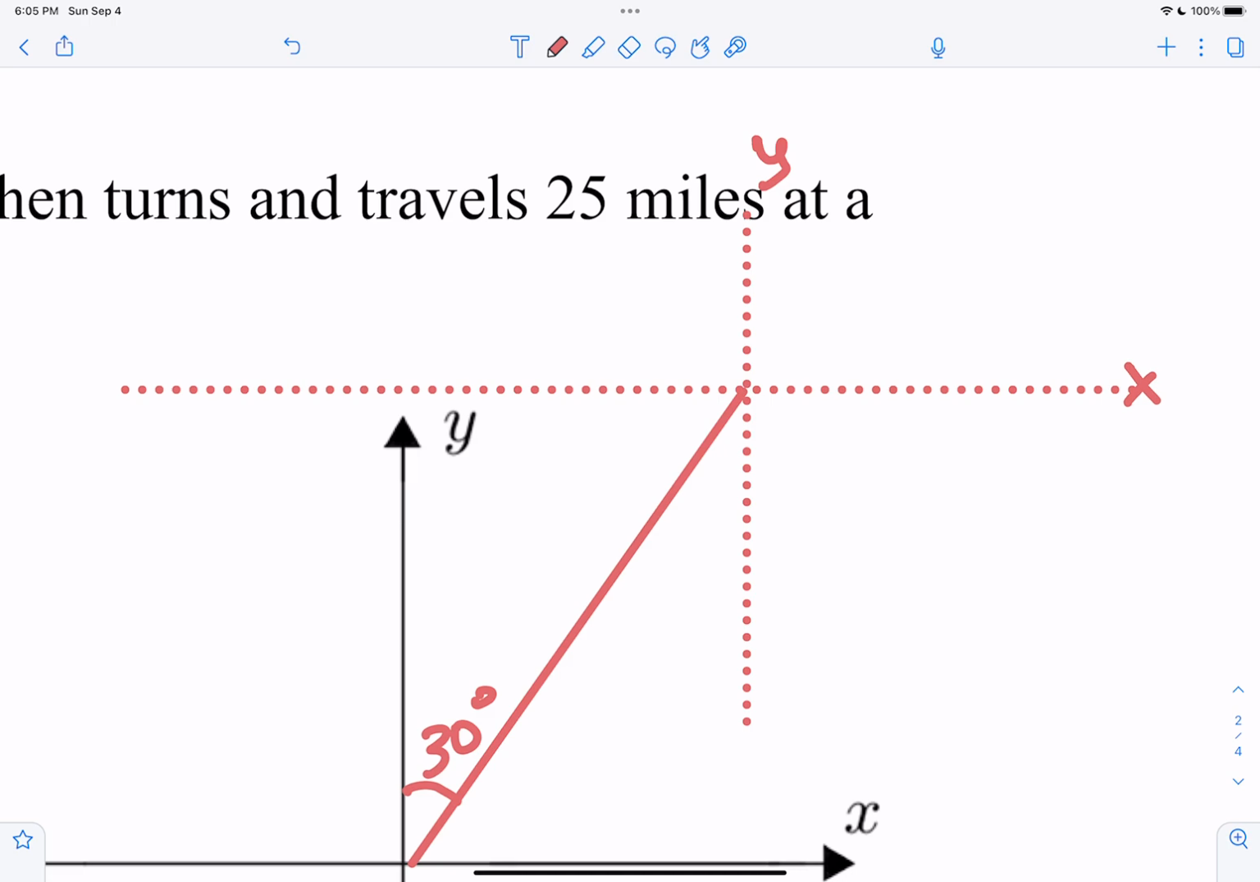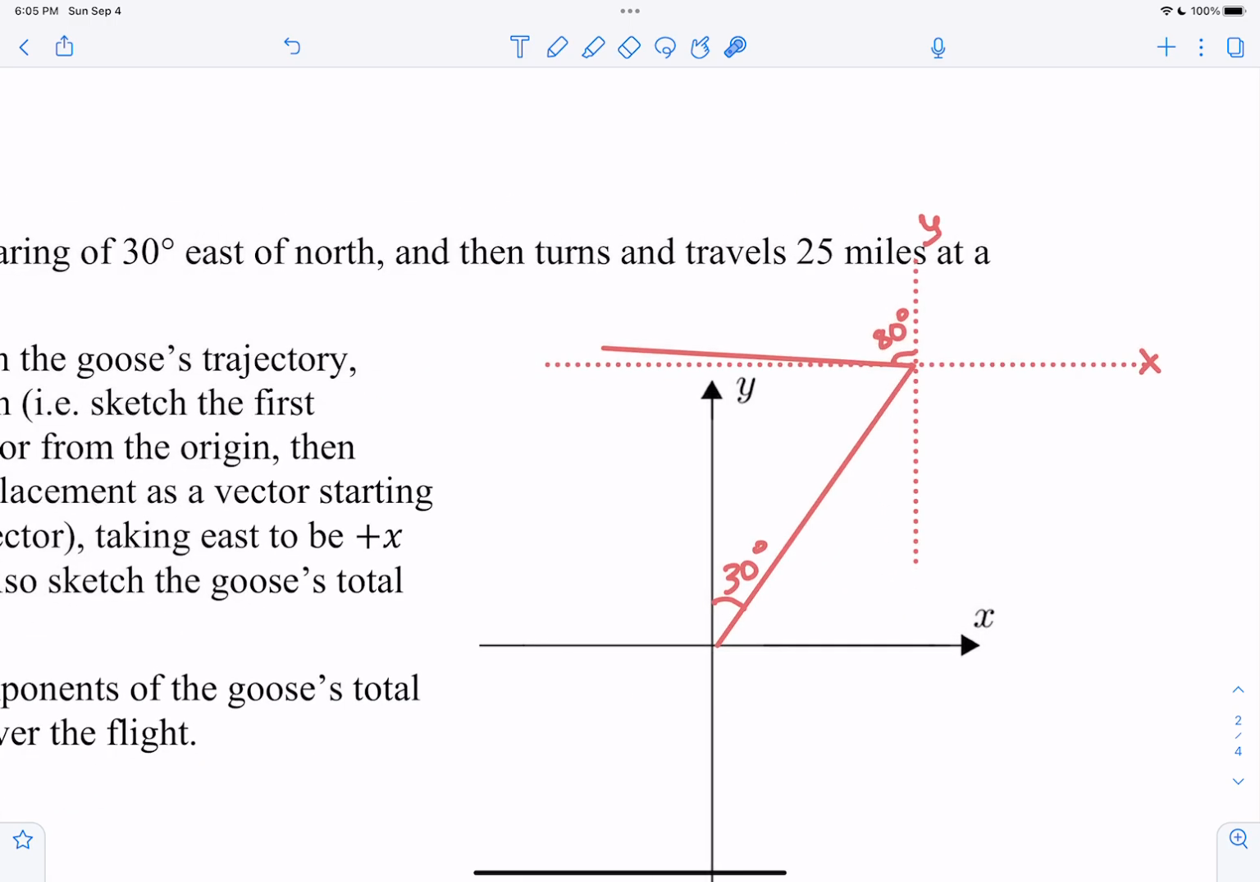So if I wanted to draw 80 degrees west of north, it would look kind of like that, to where this is 80 degrees right here, and then like I said, that little sliver right there is 10. But then the hard part is over, right?